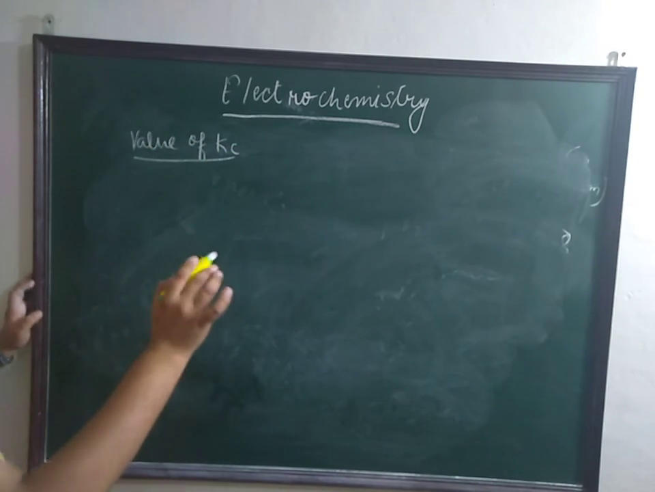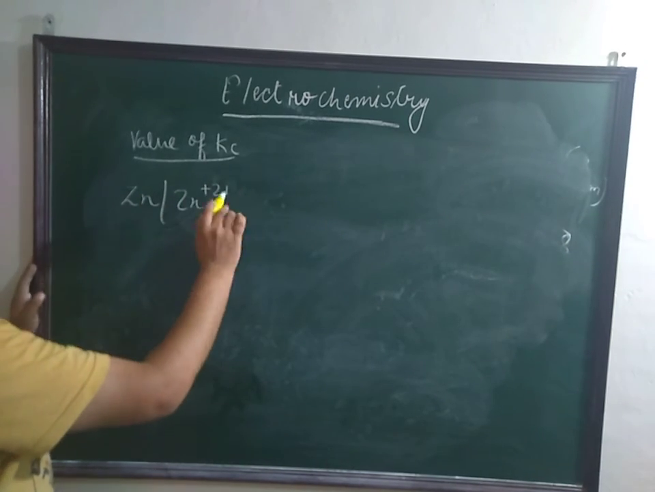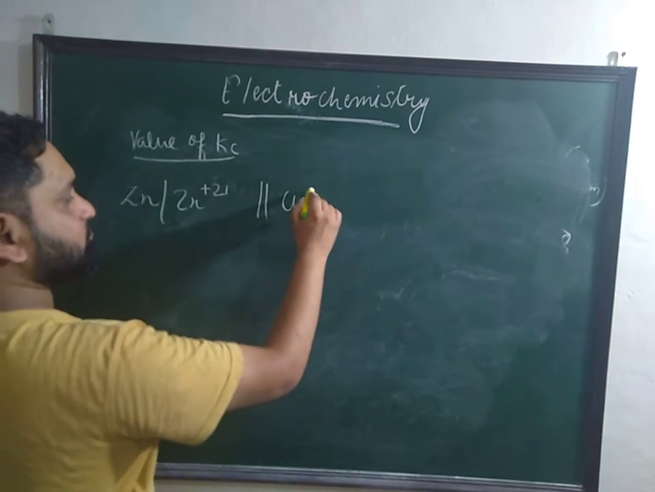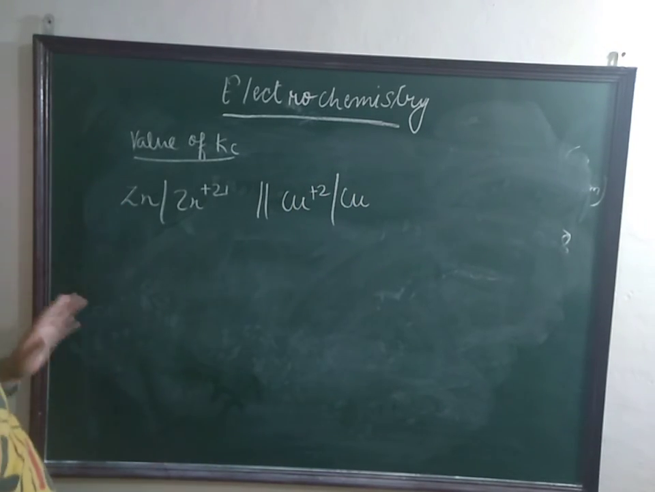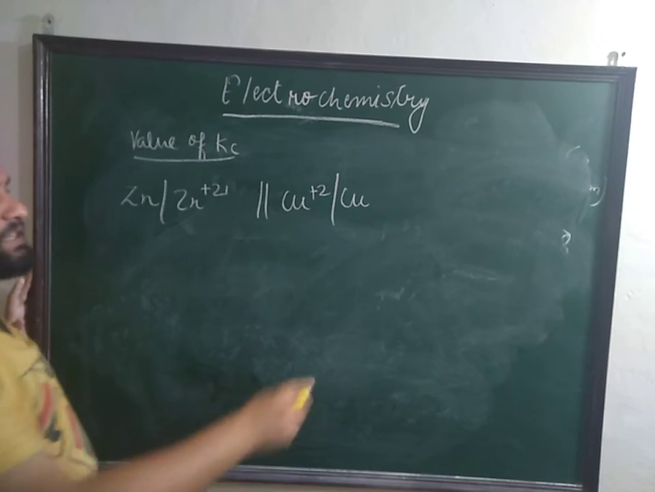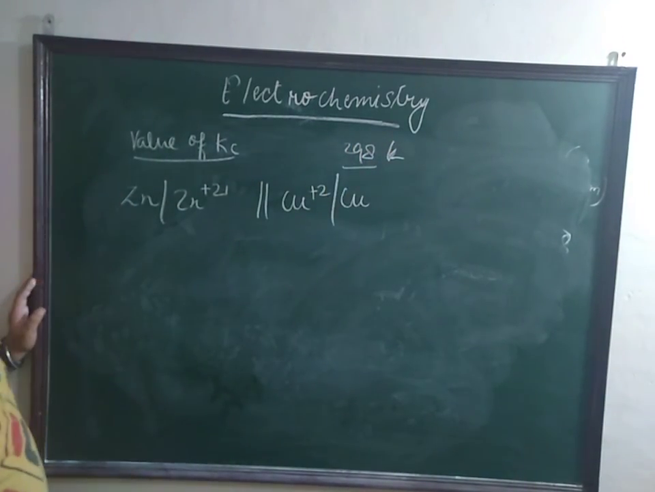You are given a cell. Suppose this is 1 molar, standard. The temperature is 298, which means standard conditions are given to you. Temperature is 298. Then what?